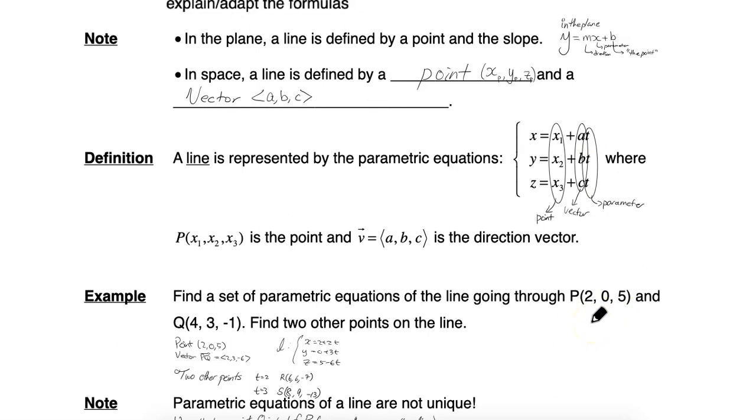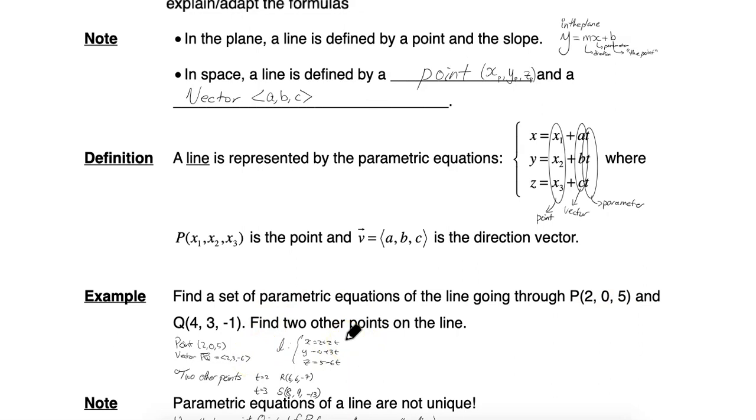Here's an example. Find a set of parametric equations of the line going through P(2, 0, 5) and Q(4, 3, -1). Find two other points on the line. Okay, so we need a point and we need a vector. We are given 2 points, so we'll pick one of them. Let's say we pick P(2, 0, 5). And then to find a vector that is along the line, a direction vector, we'll just take the vector PQ. And that is (2, 3, -6). It's written here. So easy breezy.